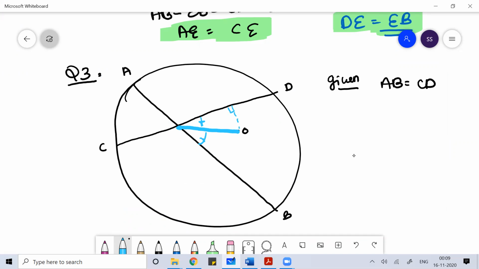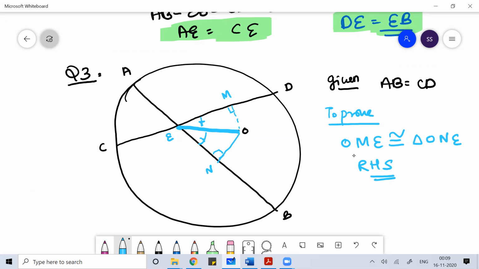So again, draw a perpendicular line on the chord. Suppose this is M, this is E, this is N. You can prove that the triangle OME is congruent to the triangle ONE by using RHS. The previous question we have already done. Once you prove that, automatically the angles MEO and NEO will be equal. So there's no need to put much brain on that part. You can easily prove that the two triangles are congruent.